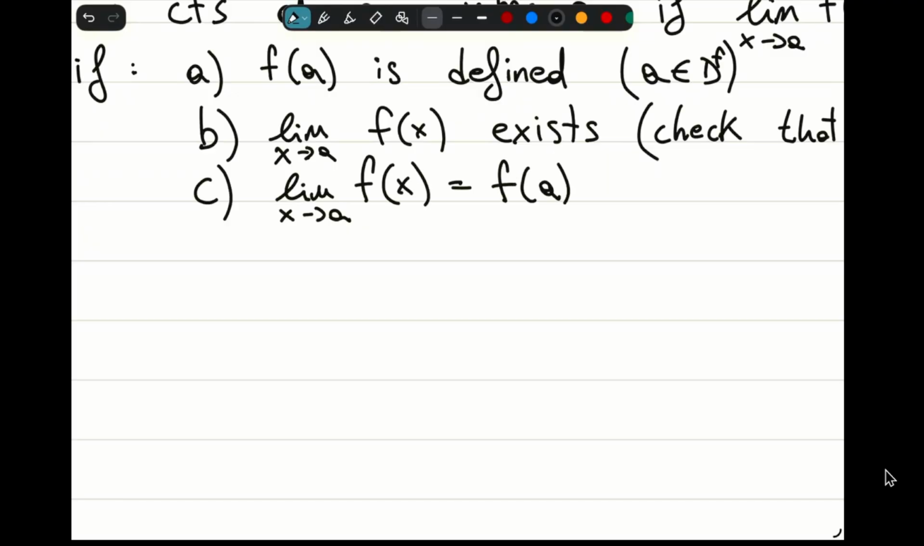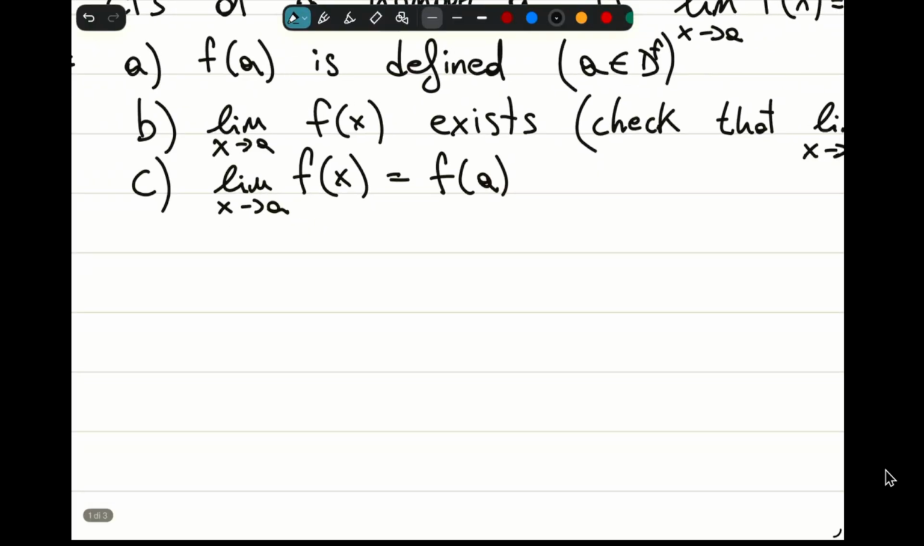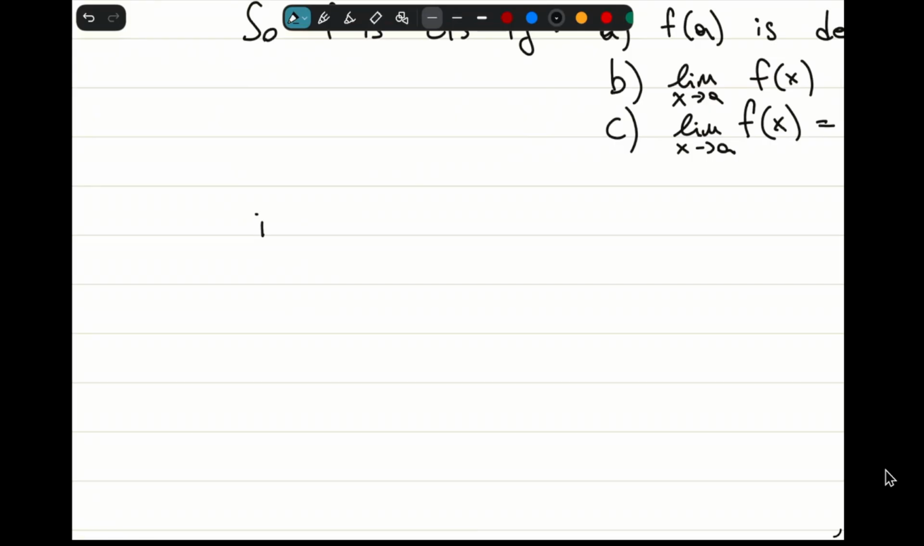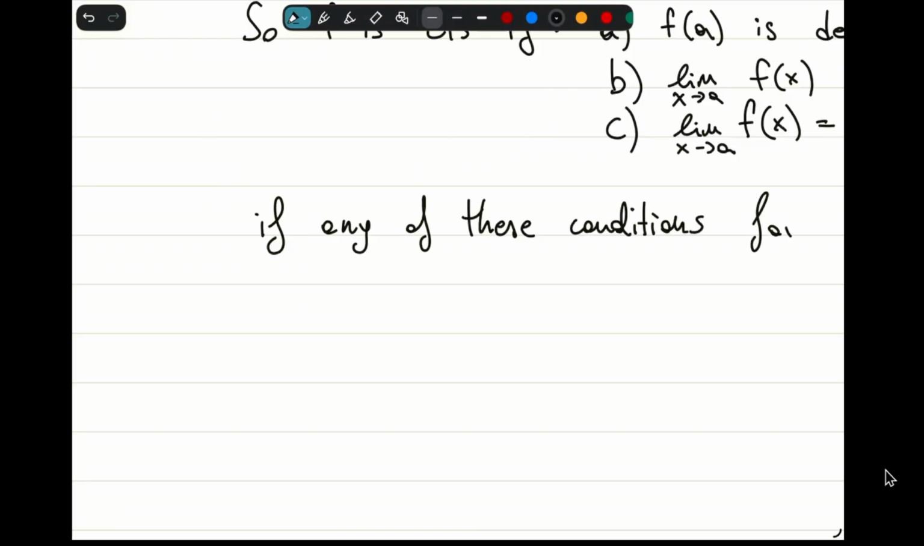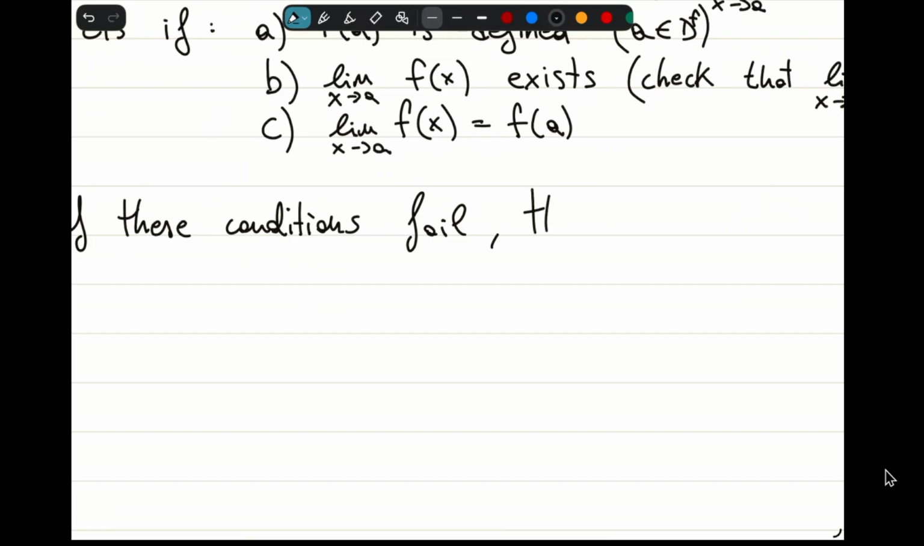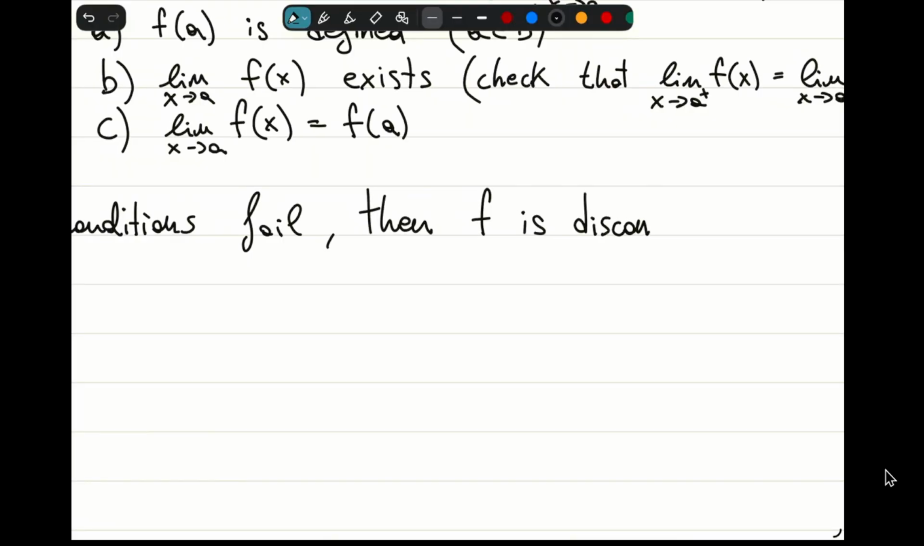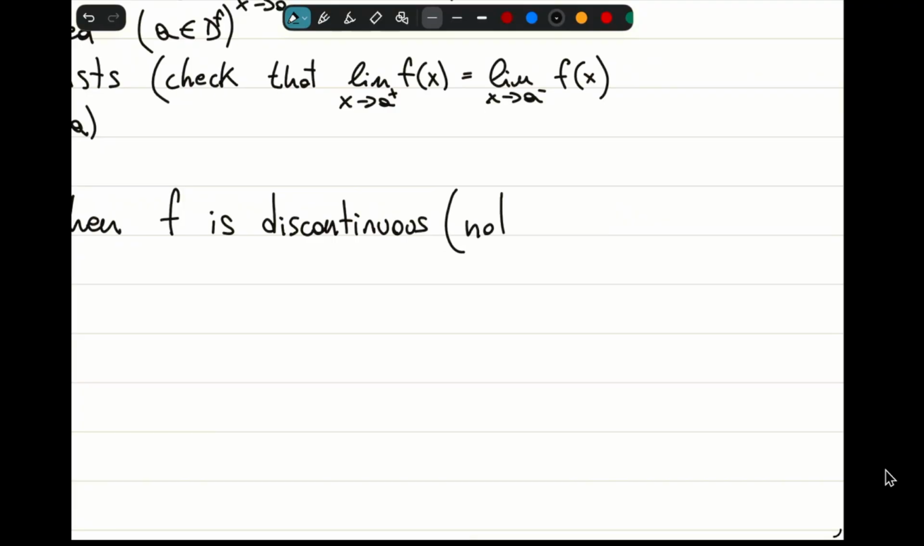And you can see they are, okay, wait, let me finish, then I'll go on with what I was saying. If any of these conditions fail, then f is discontinuous or not continuous at a.